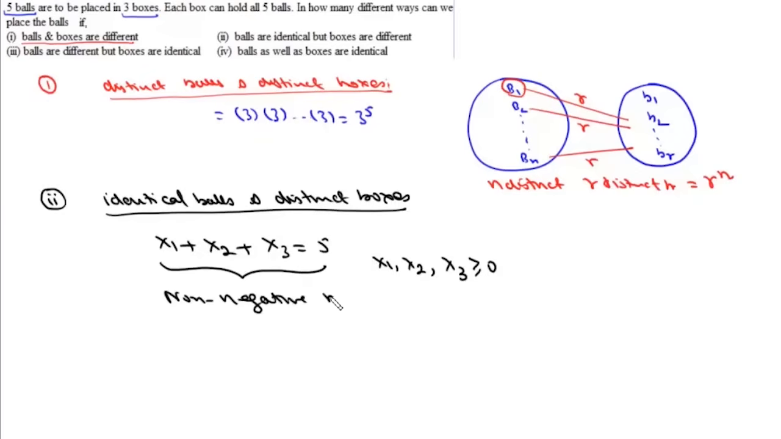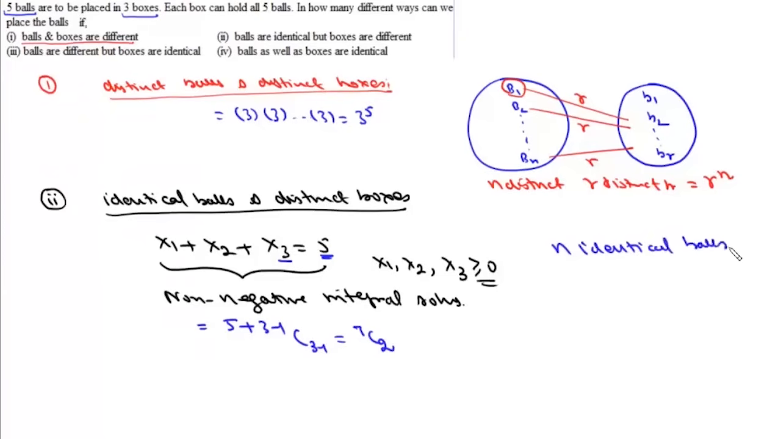Non-negative integral solutions. Now previously, for the case when no box is empty, we have taken the number of positive integral solutions. Now here we are taking the number of non-negative integral solutions because here 0 is permitted. So the number of non-negative integral solutions in this case will be n, which is 5 plus r, which is 3, minus 1, C r minus 1, and there'll be 7C2.